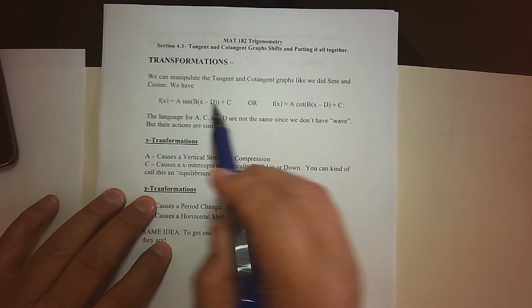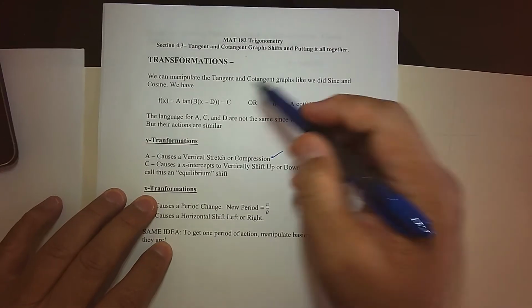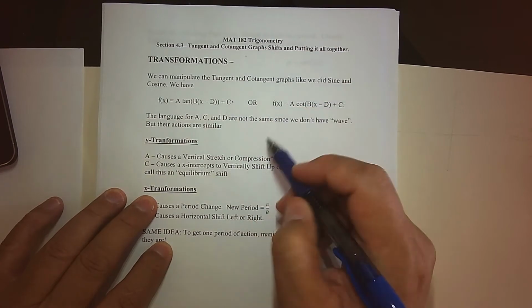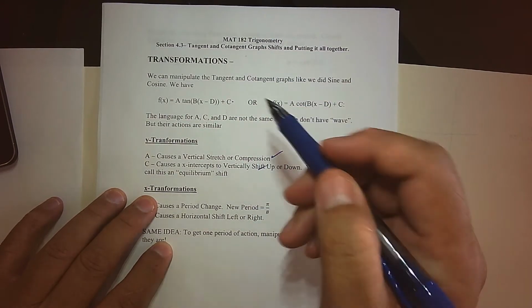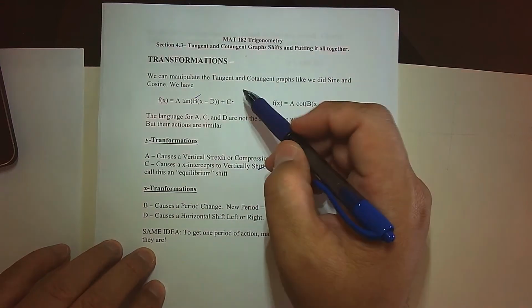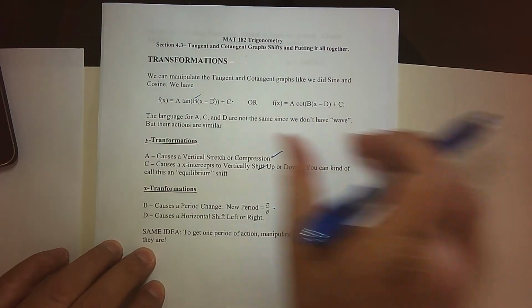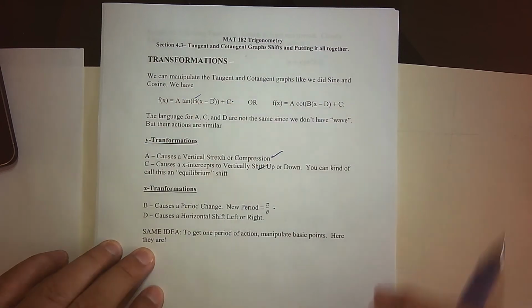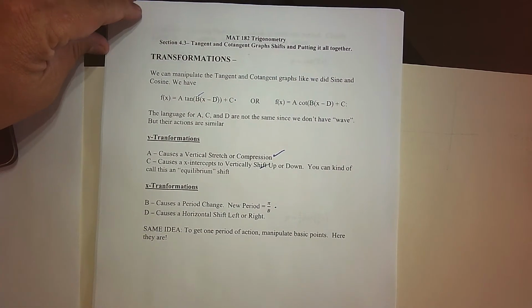Again, A causes a vertical stretch or compression. C causes a vertical shift up or down. And B causes a change in the period, and I'll talk more about that in a moment. And then D causes a phase shift to occur, right, from our actual motion.